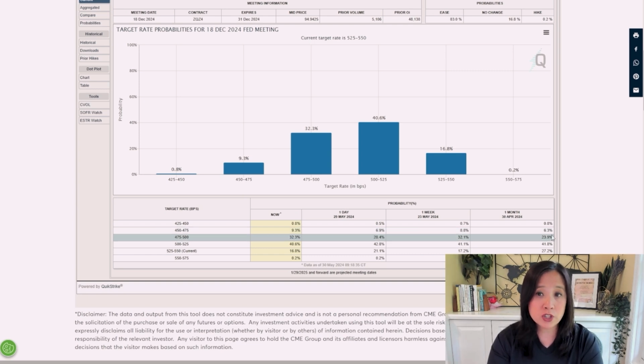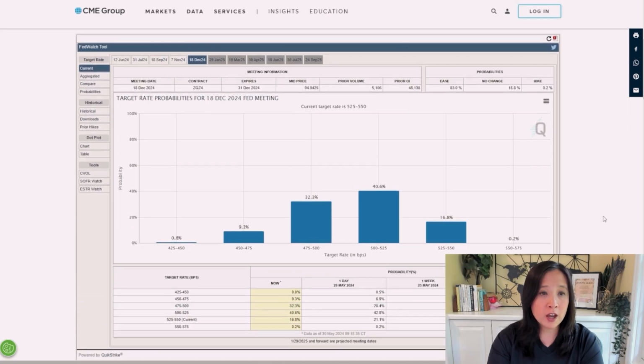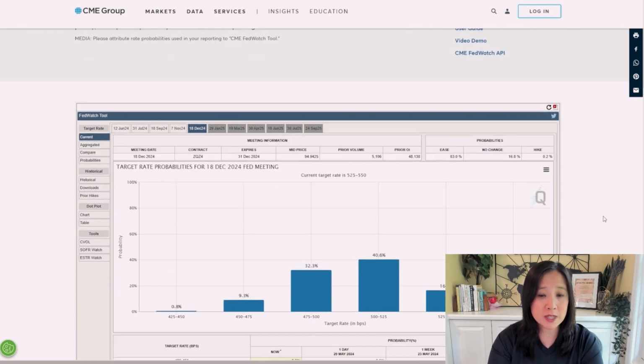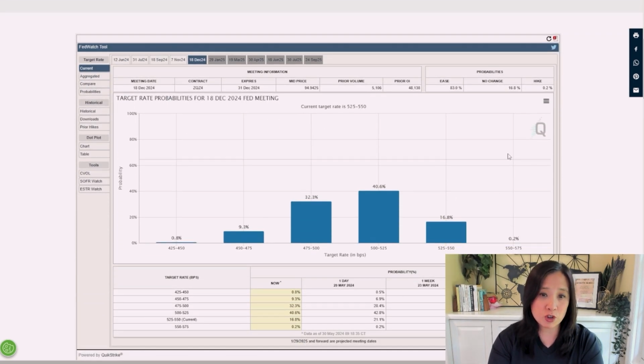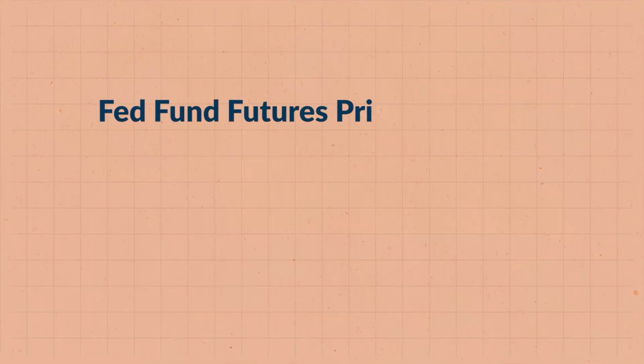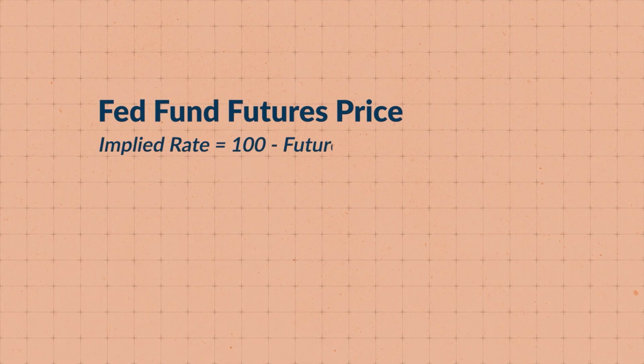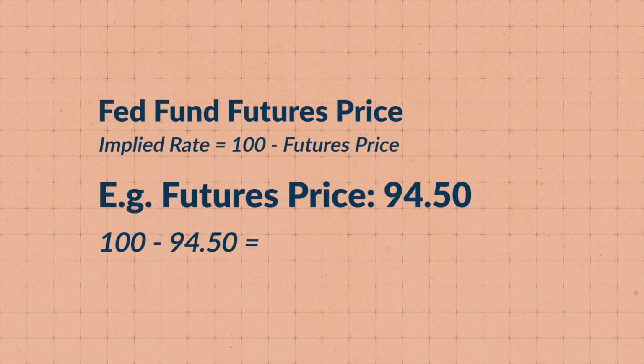And this will always change with time. But this is where you get the information. The CME does the work for you, and they show you the percentages already. Now, the price of a Fed fund future is quoted as 100 minus the implied Federal Reserve funds rate. For example, if the price of the future is 94.50, the implied rate is 100 minus 94.50, or 5.5%.